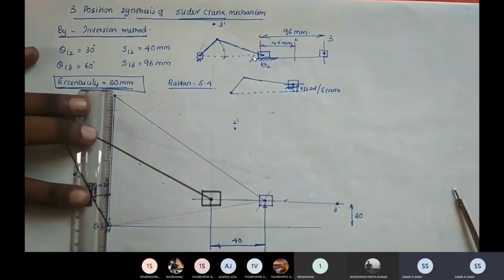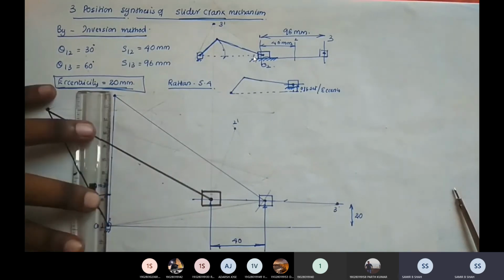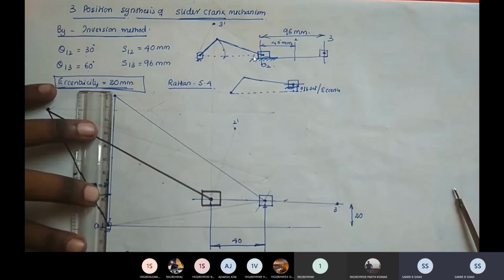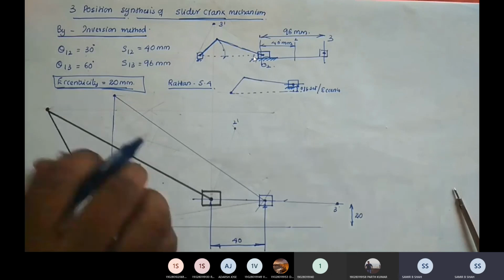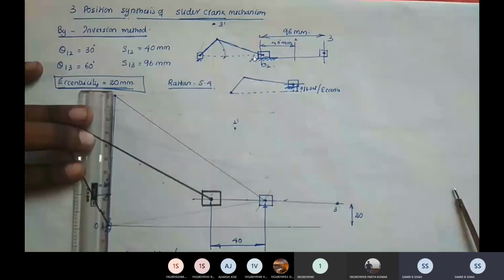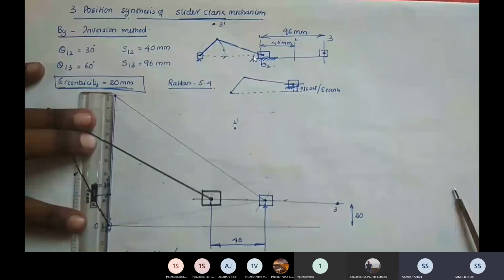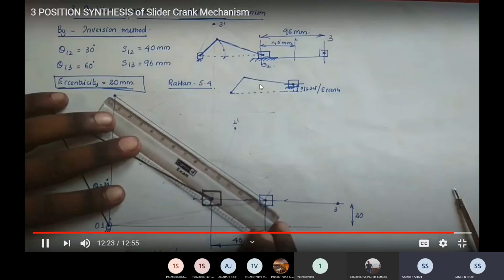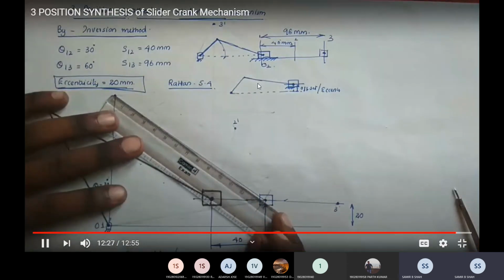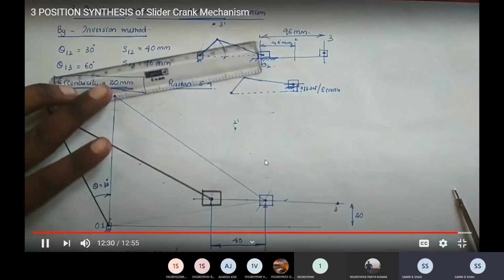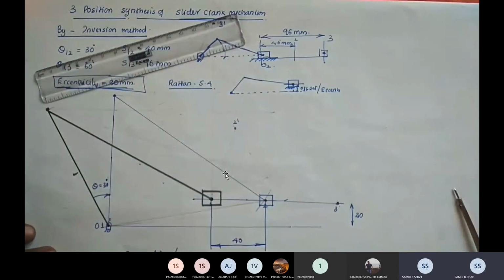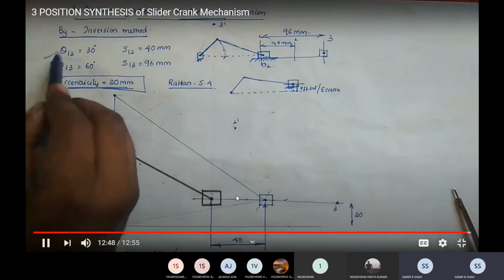That means the input link or crank is equal to 9.8 centimeters, and the connecting rod is nearly equal to 13.8 centimeters. The lengths of the links are these, so we are able to satisfy these conditions.